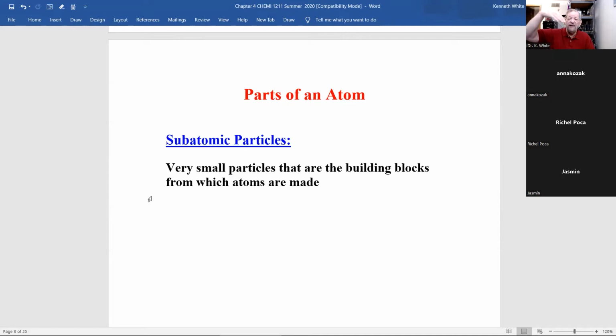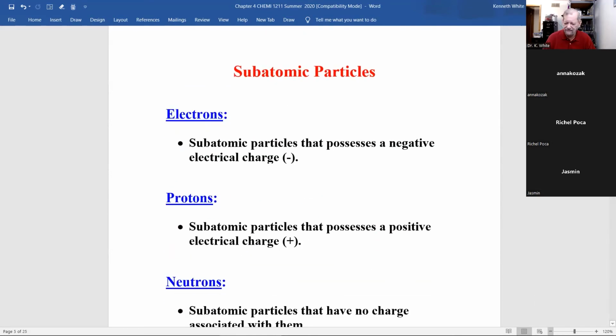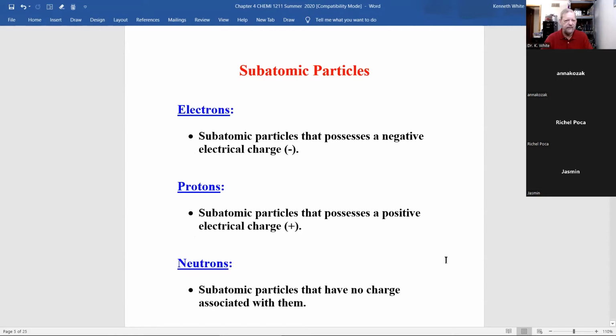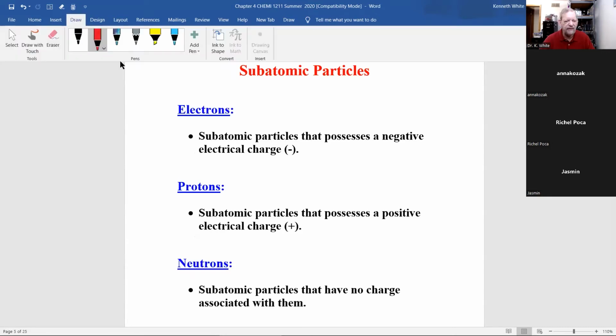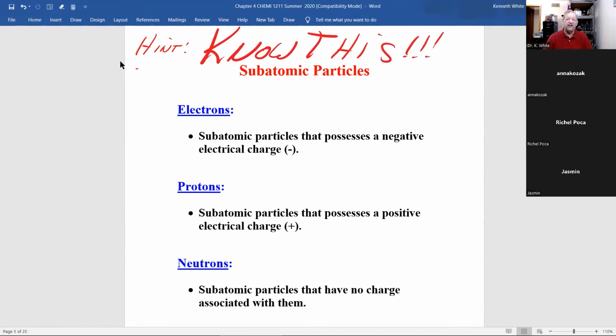But submarine goes under, submarine water, sub means under or less than, atoms. And what are those particles that make up the building block of all atoms? Here they are. But first, a subtle hint. Know this. All right, what are the subatomic particles?